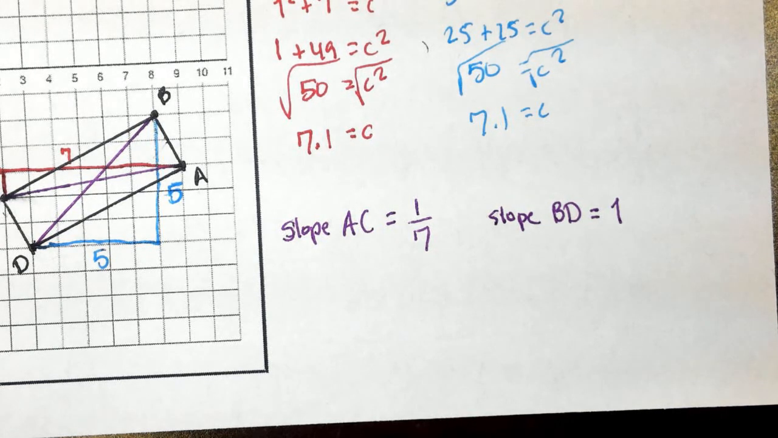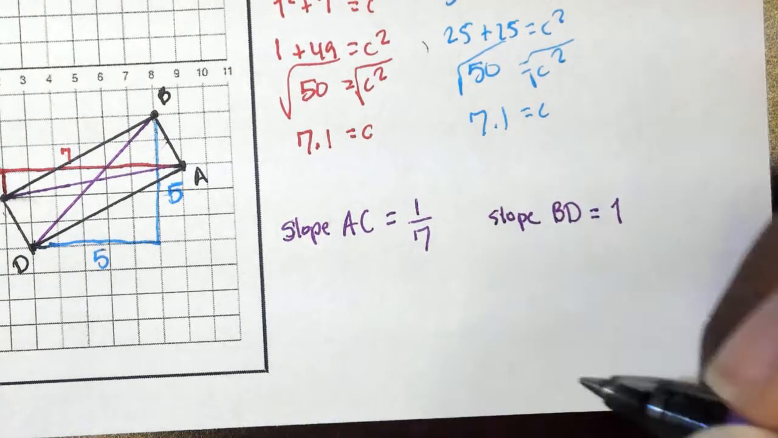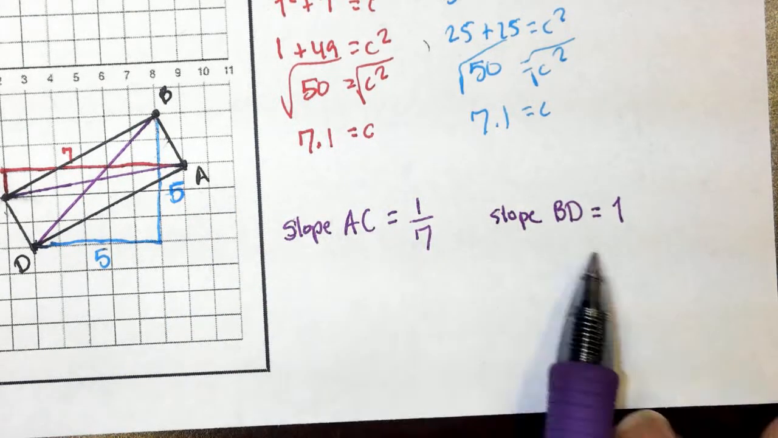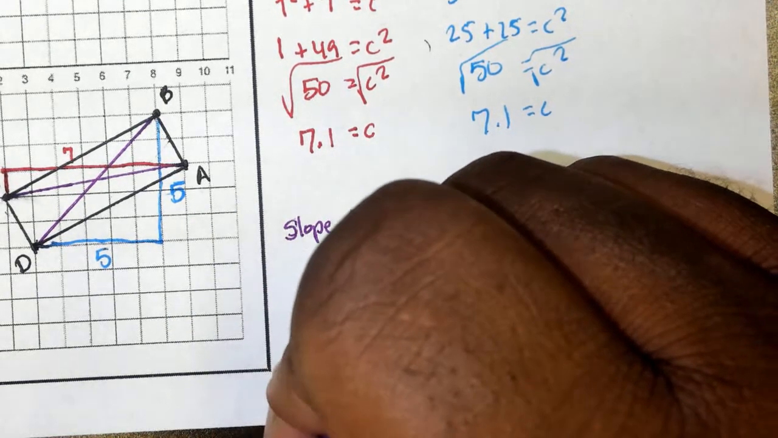No, the slopes are not perpendicular, and you don't want them to be because it's a rectangle. So these two things qualify for a rectangle: congruent diagonals, but the diagonals are not perpendicular. Rectangle.